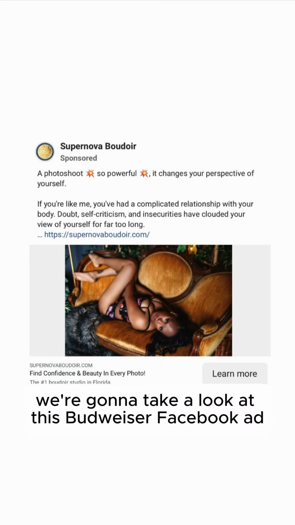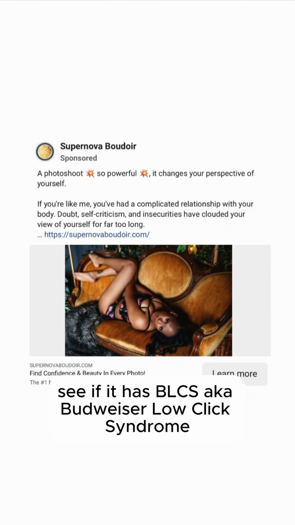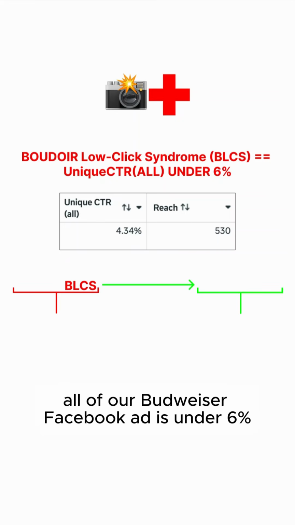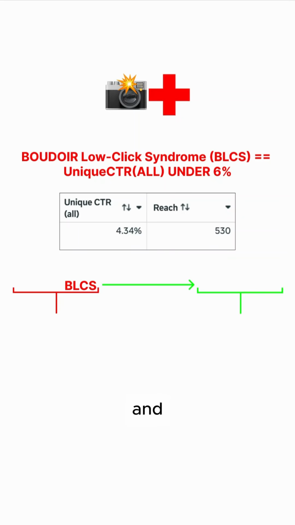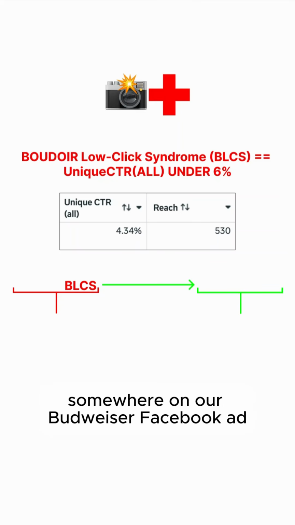All right, y'all, we're going to take a look at this Boudoir Facebook ad and diagnose it, see if it has BLCS, aka Boudoir low click syndrome. Boudoir low click syndrome is when the unique CTR of our Boudoir Facebook ad is under 6%. And this means fewer than 6 out of 100 women are clicking somewhere on our Boudoir Facebook ad.